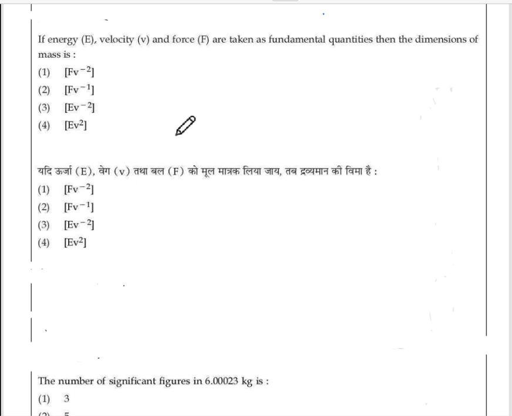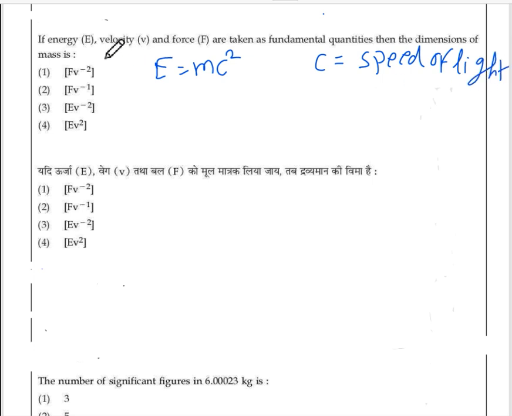The first question is: energy E, velocity V, and force F are taken as fundamental quantities, then what is the dimension of mass? As we know, Einstein's mass-energy relationship is E equal to mc square, where c is the speed of light, or we can say the velocity of light. It is one type of speed or velocity, so we can take velocity as a fundamental quantity.